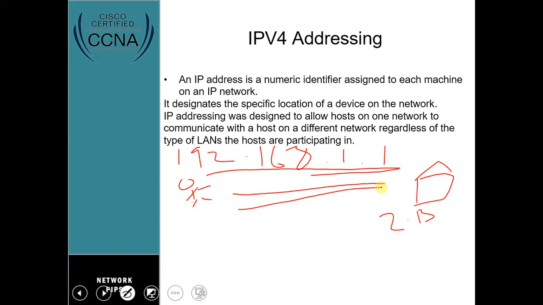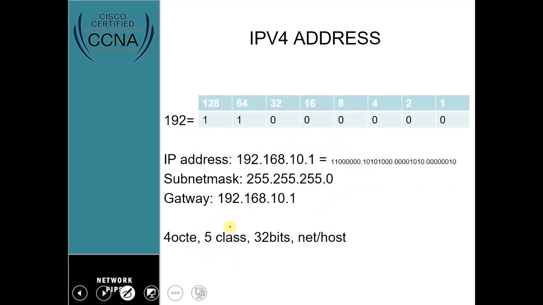So if I'm to relate this to the networking world, if I have a PC here and a PC here, these PCs will not be able to communicate with each other if they do not know each other's address. So it's safe to say that an IP address is a numeric identifier that is assigned to each of these machines on an IP network. So having said that, let's dive deeper and see what this IP address looks like.